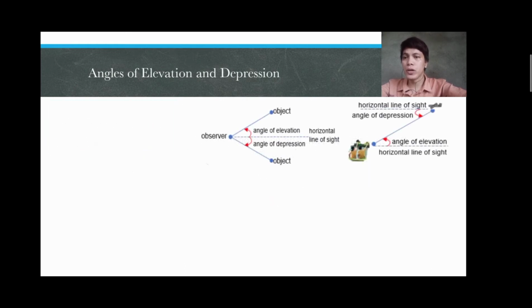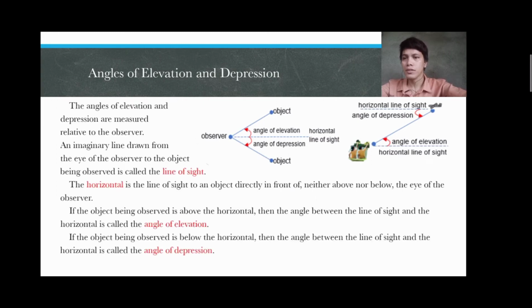Let's proceed to angles of elevation and depression. The angles of elevation and depression are measured relative to the observer. An imaginary line drawn from the eye of the observer to the object being observed is called the line of sight. The horizontal is the line of sight to an object directly in front of, neither above nor below, the eye of the observer.